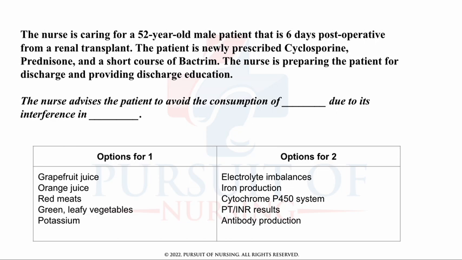So the patient is prescribed cyclosporin, prednisone, and Bactrim. Based on that small piece of knowledge we have, the nurse should advise the patient to avoid consumption of what? And then once you have that answer, you can select your best answer option for the second option.